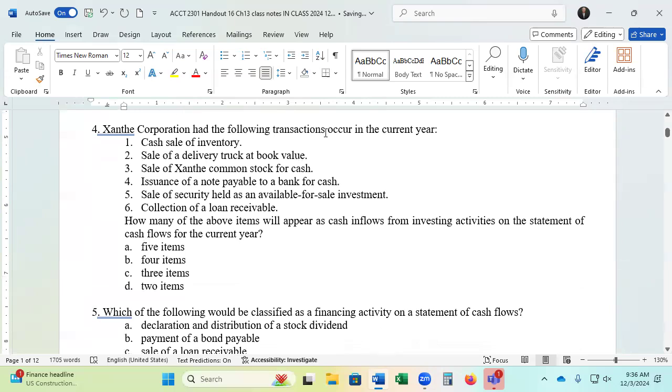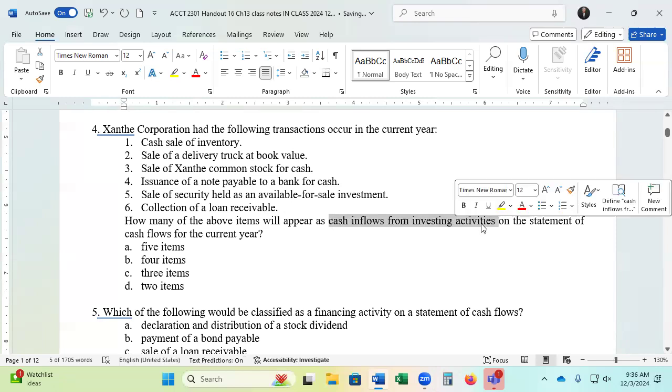Zant Corporation had the following transactions occur in the current year: cash sale of inventory, sale of a delivery truck at book value, sale of common stock for cash, issuance of a note payable to a bank for cash, sale of security held as an available for sale investment, and a collection of a loan receivable. How many of the above items will appear as cash inflows from investing activities on the statement of cash flows?